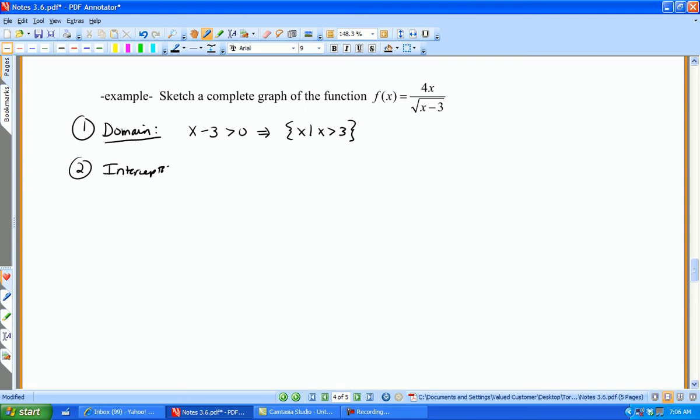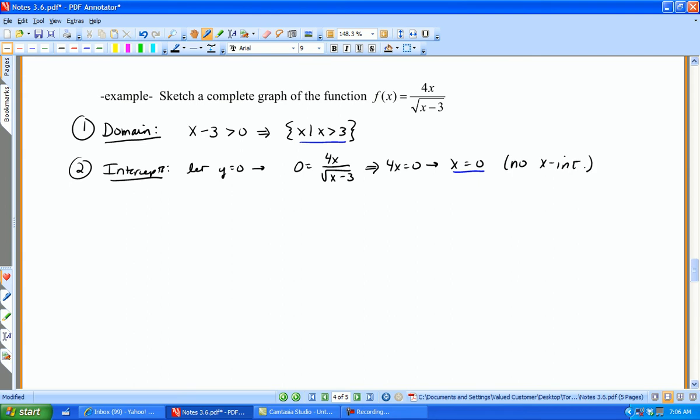Okay, number 2. The next thing you were asked to consider was the x and the y intercepts. For the x-intercepts, you let y equal 0. If you let y equal 0, you've got 0 equals 4x over the square root of x minus 3. That means that you would want the numerator 4x to equal 0, which would lead to x equals 0. But x equals 0 is not in our domain. So what that means is there are no x-intercepts.